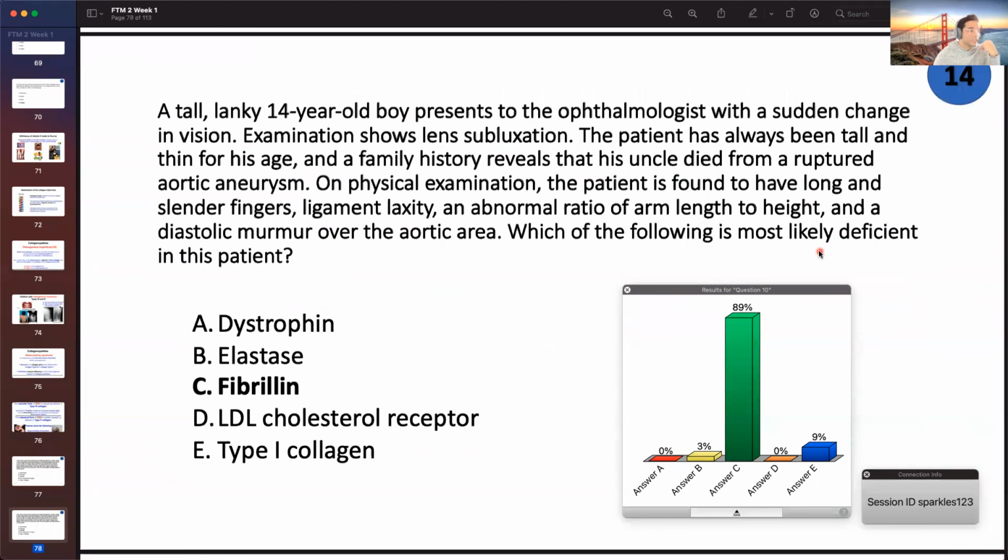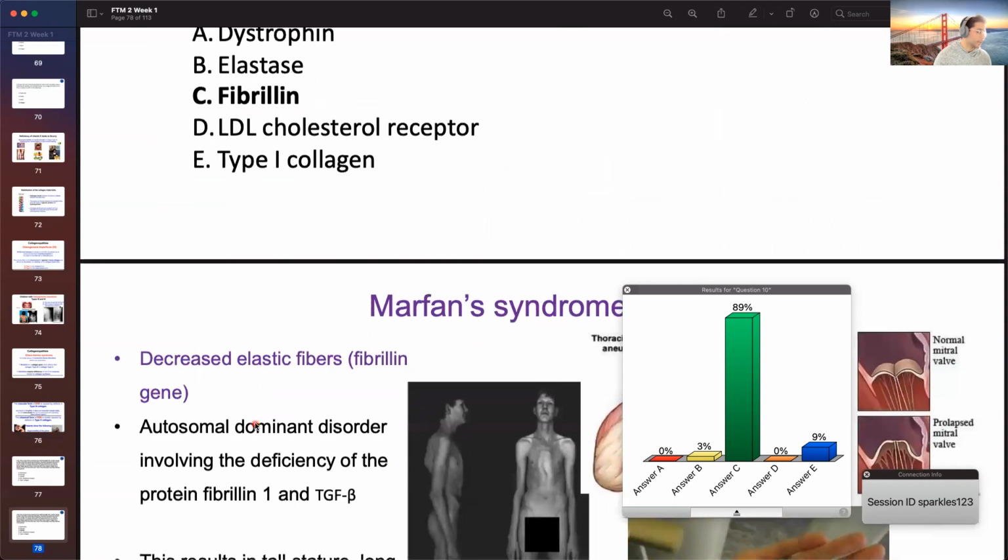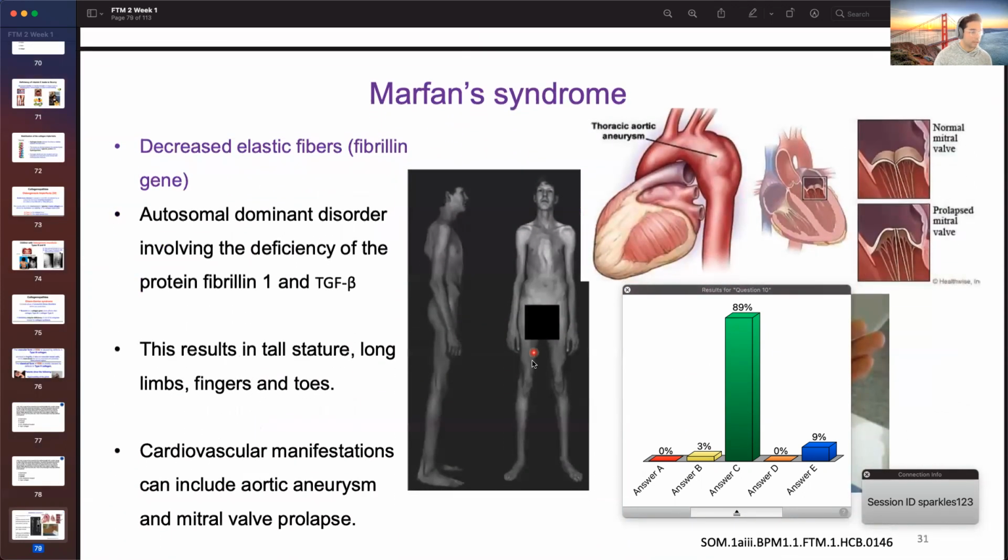Okay, this is correct. A very tall, very skinny type of person with sudden changes in vision, lens subluxation, tall, thin for his age, died from a ruptured aortic aneurysm. Physical examination: long, slender fingers, ligament laxity, abnormal ratio. All of those things are pointing you to fibrillin, right? And fibrillin is dealing with what pathology? Marfan's, exactly. And that's what we're looking at here.